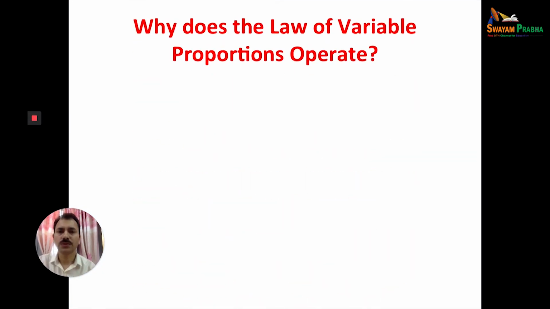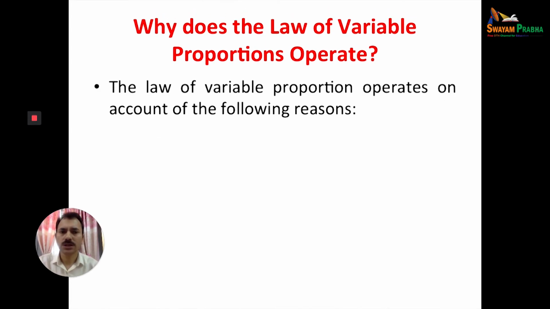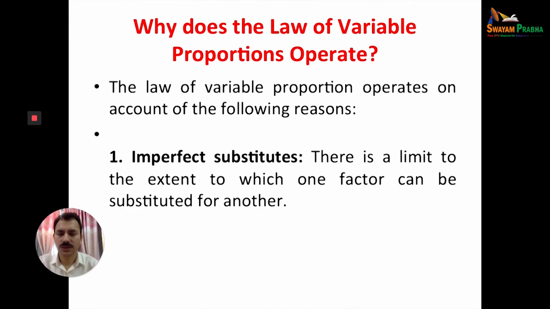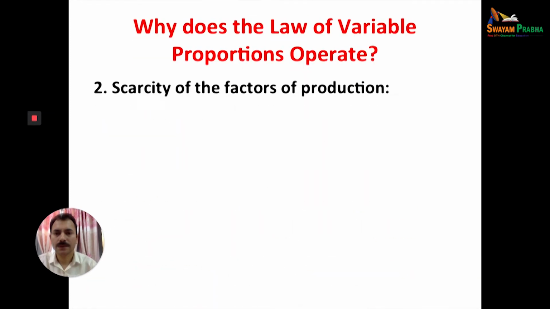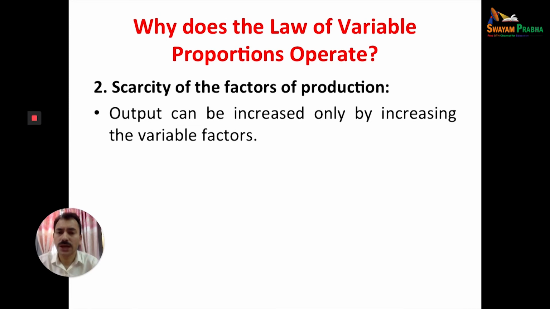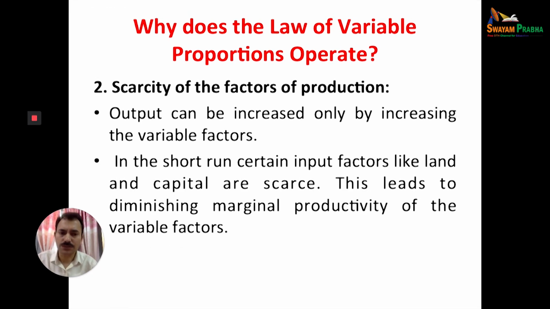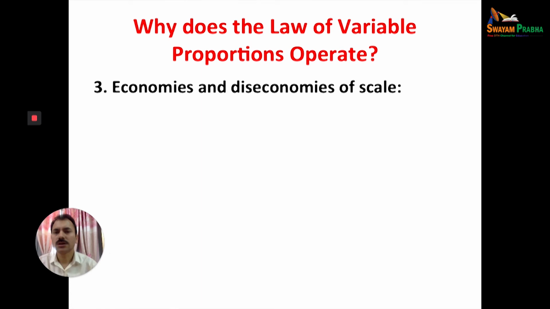So why does the law of variable proportion operate? The law of variable proportion operates on account of the following reasons. First, imperfect substitutes. There is a limit to the extent to which one factor can be substituted for another. In other words, two factors are not perfect substitutes. That's why the law of variable proportion operates. Second, scarcity of factors of production. Output can be increased only by increasing the variable factors. In the short run, certain inputs like land and capital are scarce. This leads to diminishing marginal productivity of the variable factors.